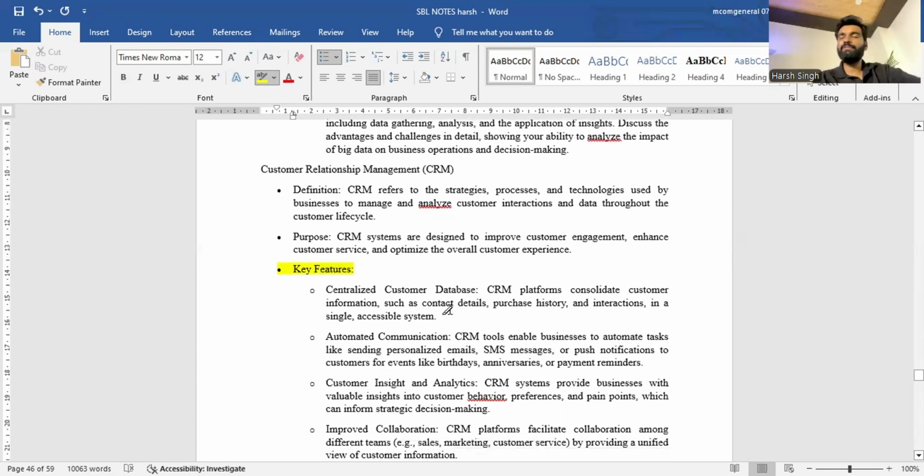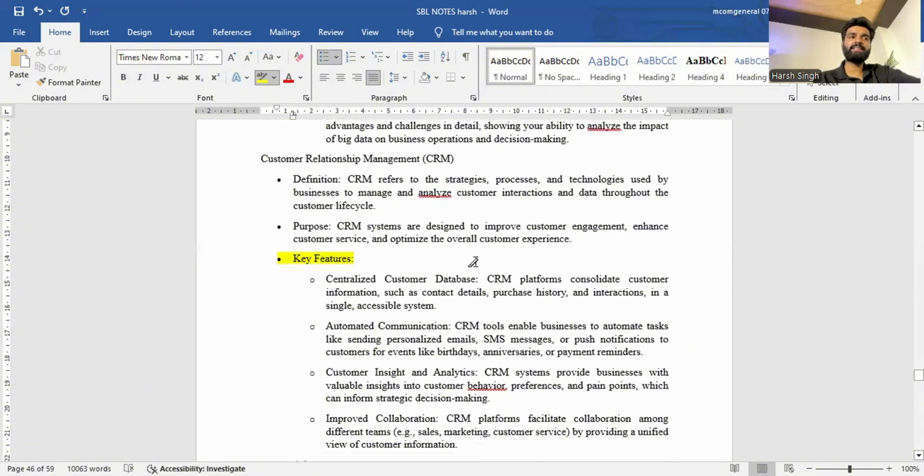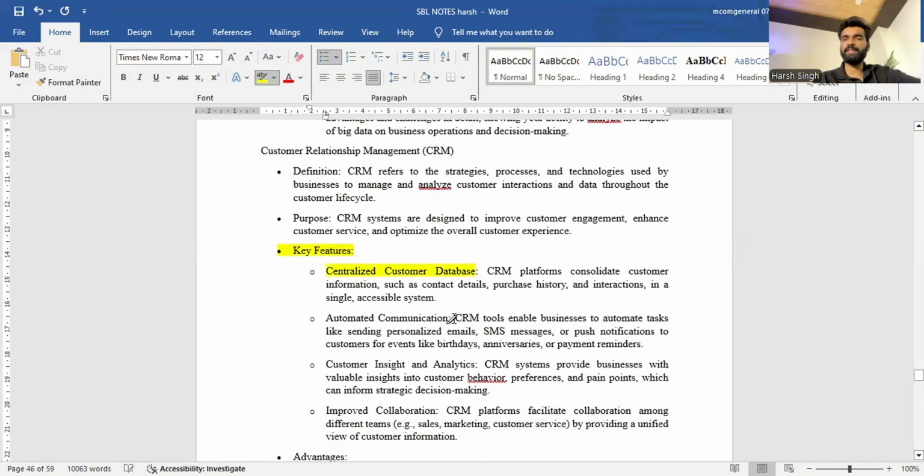Now, what are the features of customer relationship management? We get a centralized customer database, because now everyone is buying from our website or from the stores, so we get a central database. Then automated communication. In a timely manner, you will get a mail or a number of messages from companies. You will get messages from Domino's and McDonald's: first there is 20% off, then 30% off. Come and buy quickly, grab a snack.